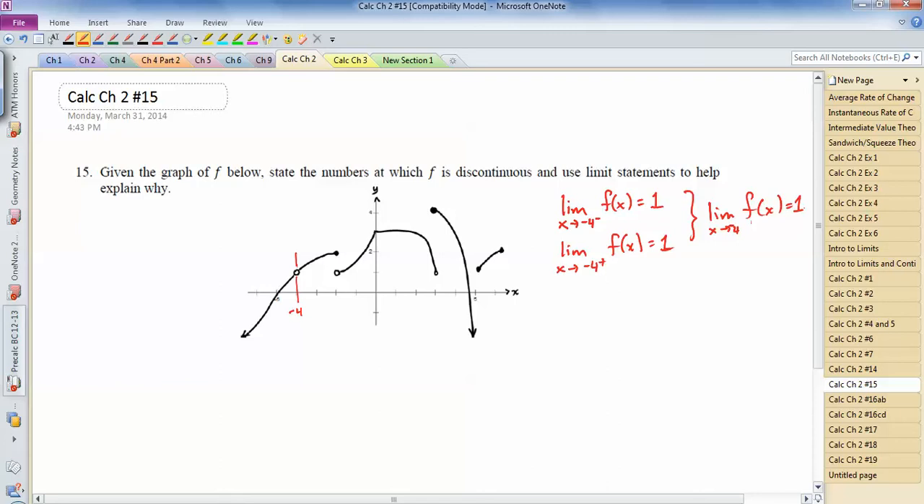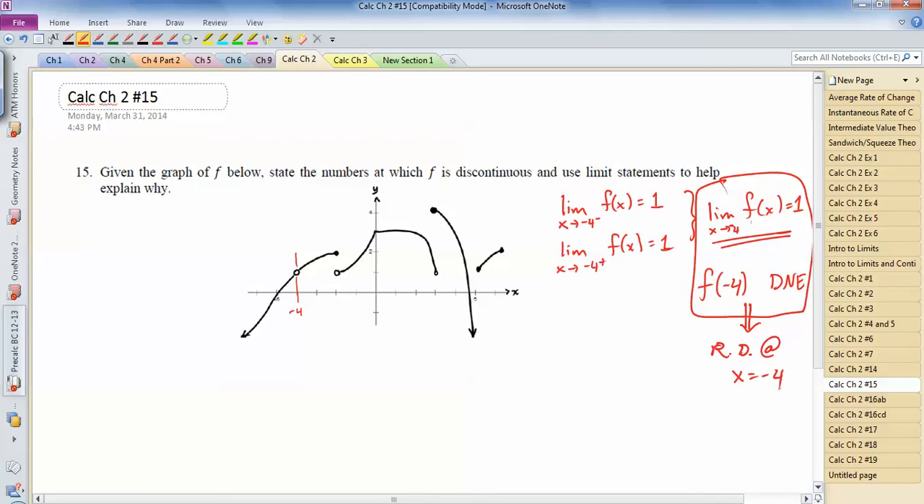So that alone doesn't tell me if there's a discontinuity or not. It tells me that at the very least I get a hole there, but maybe the hole's filled in. So the way to prove that the hole isn't filled in is to mention that f of -4 doesn't equal 1. That just doesn't exist, right? So these put together tell me that I have a removable discontinuity at x equals -4. So there's one piece of info.